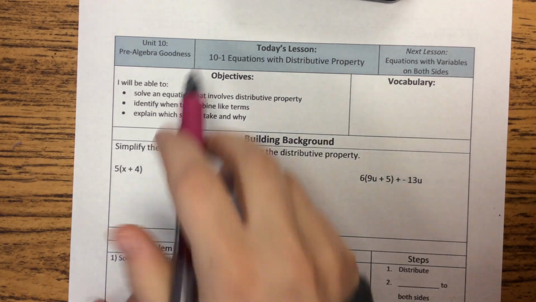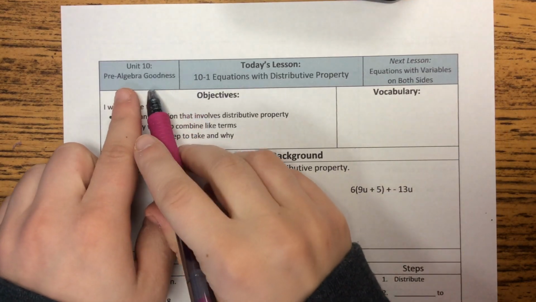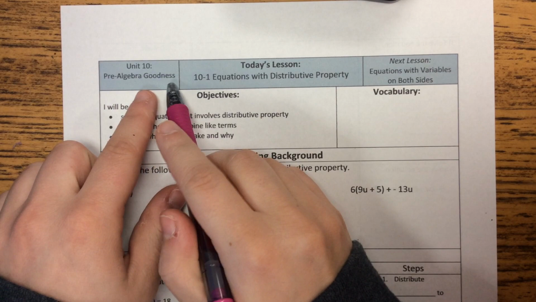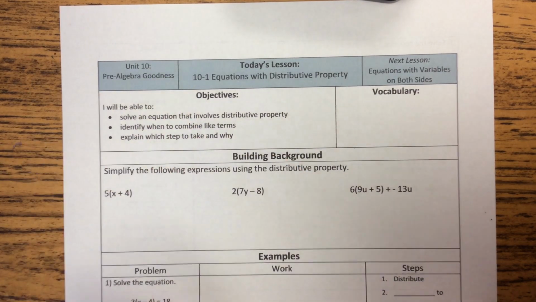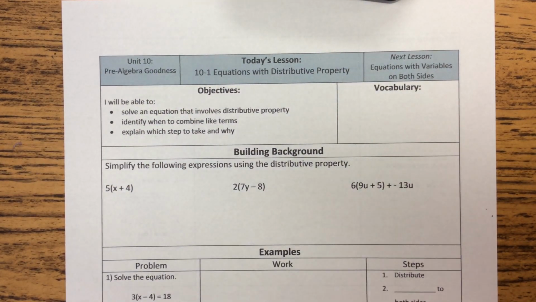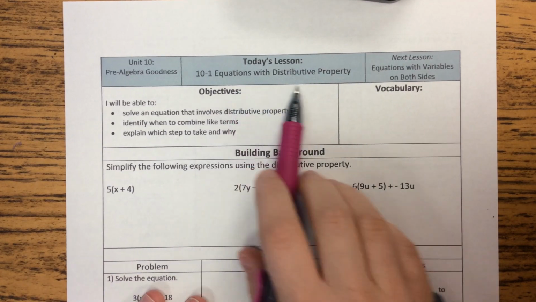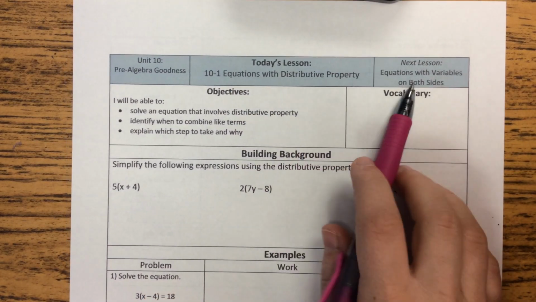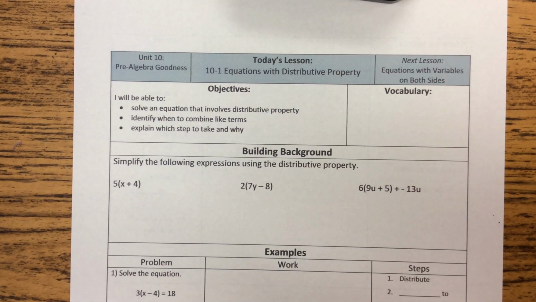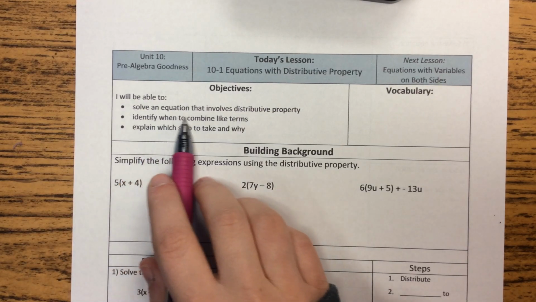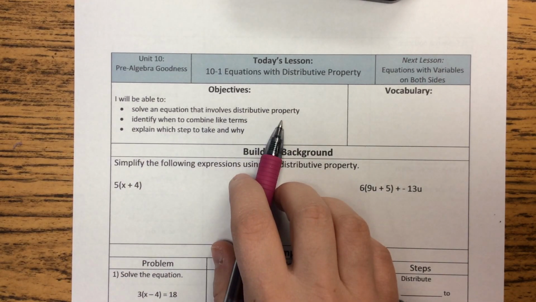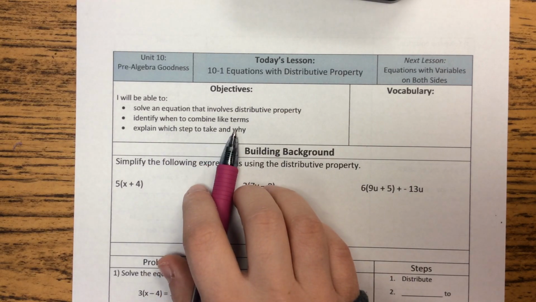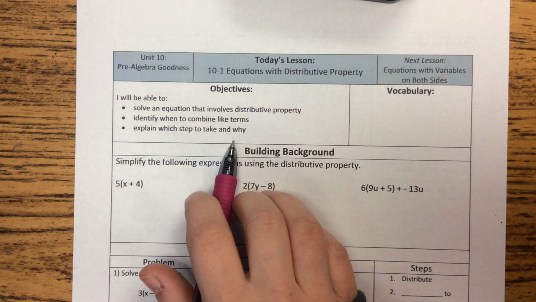All right, today we're going to start Chapter 10. Chapter 10 is called Pre-Algebra Goodness because it's just lots of things that we need to cover as we wrap up our year. Okay, so 10.1 is equations with a distributive property. Then we have equations with variables on both sides is our next lesson. So today we'll be able to solve an equation that involves the distributive property, identify when to combine like terms, and explain which step to take and why.